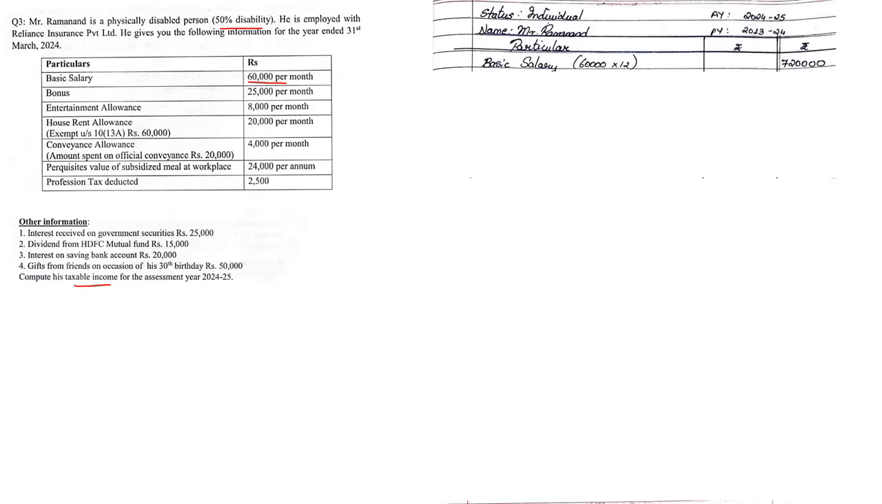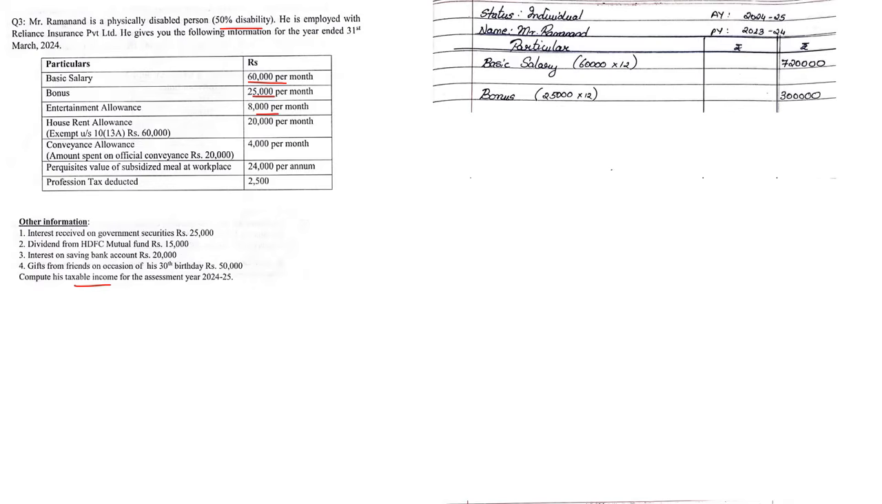The sum will be divided in three parts: income from salary, income from other sources, and deduction under chapter 6A. The total we'll get will be known as net taxable income. So we'll first start off with income from salary. The very first thing they're giving you is the basic salary, 60,000 per month. We'll write your status, name, assessment year, previous year particulars. The heading will be computation of net taxable income. First is basic salary, 60,000 into 12, which comes to 7,20,000. Next is bonus, 25,000 a month. So bonus 25,000 into 12 comes to 3 lakh.